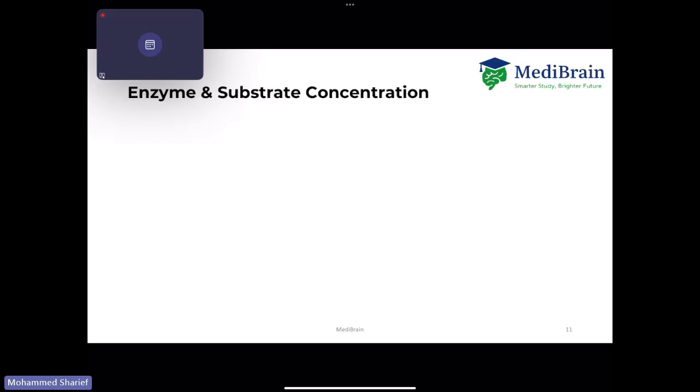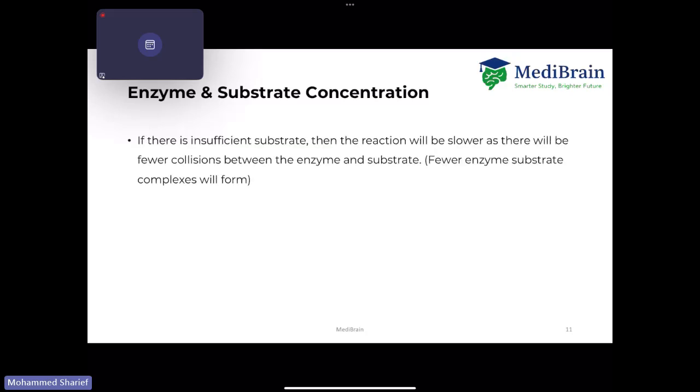Okay. Moving on to enzyme and substrate concentration. This is the third point on the list. It's basically not that hard as well. If there is insufficient substrate, then the reaction will be slower, as there will be fewer collisions between the enzyme and the substrate, and fewer enzyme substrate complexes will form.